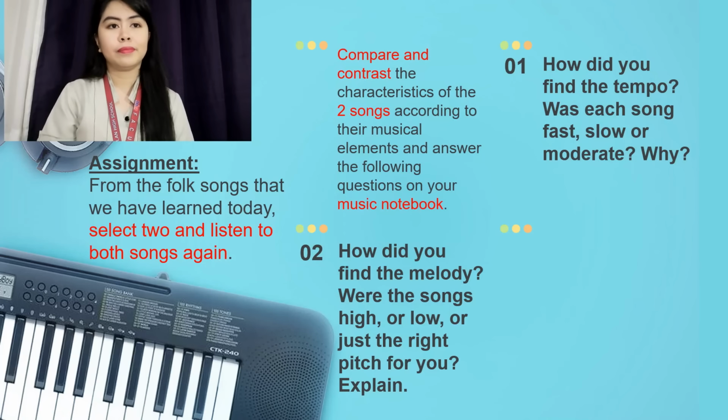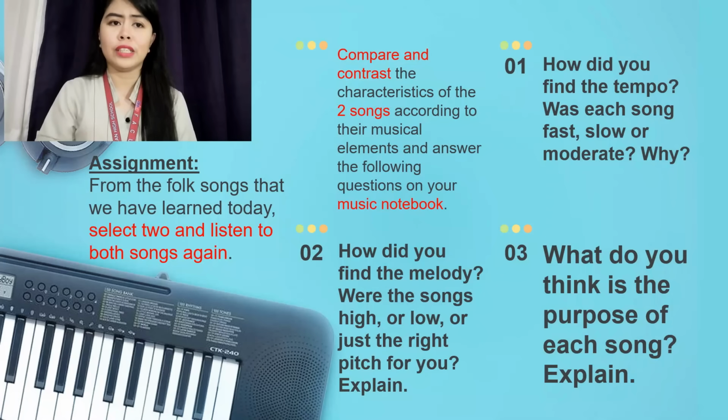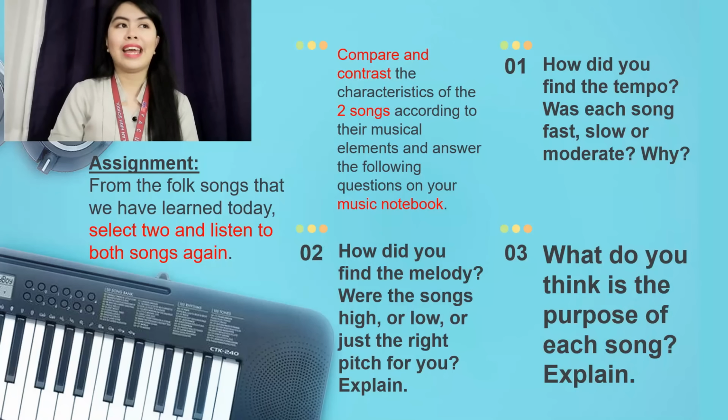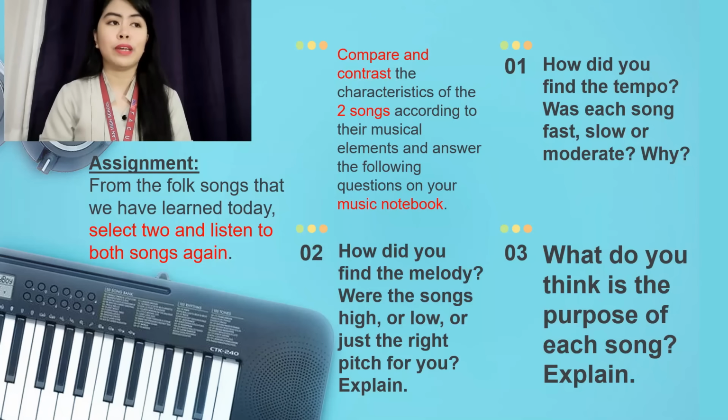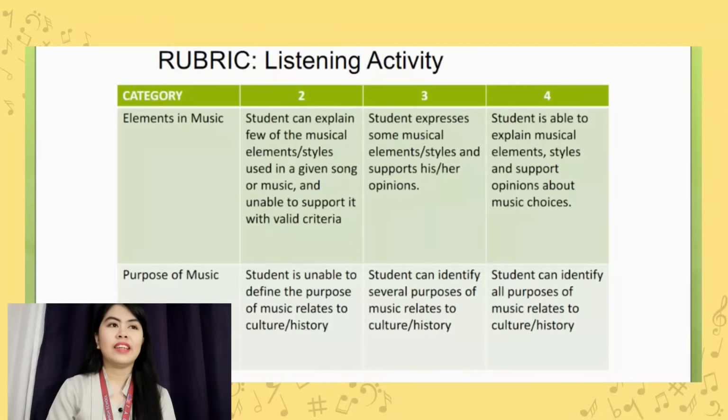Number 3. What do you think is the purpose of each song? Explain. So, why do you think these songs are written? So you have to explain it in your own words. For your guidance, here is the rubric of the listening activity. The categories are the elements in music and the purpose of music. So I'll give you time to read the rubric.